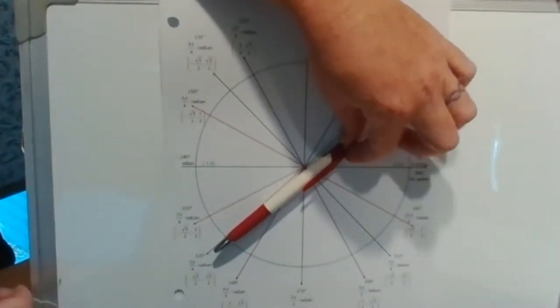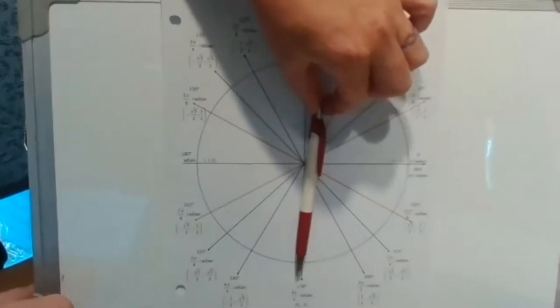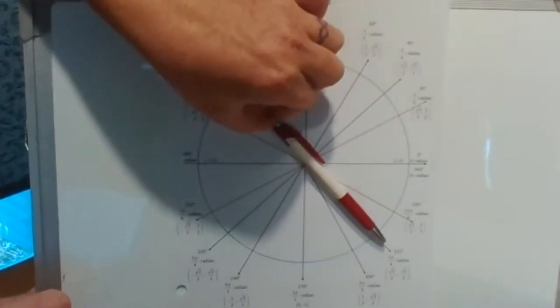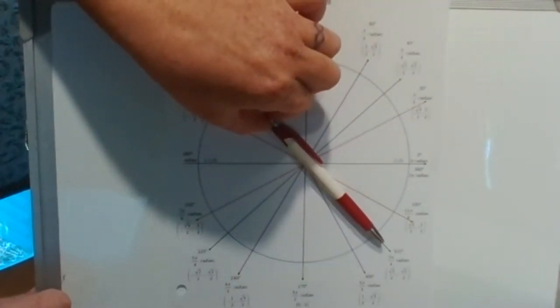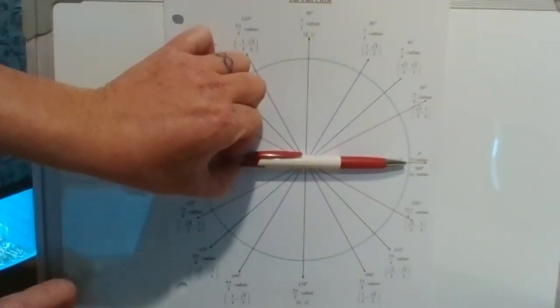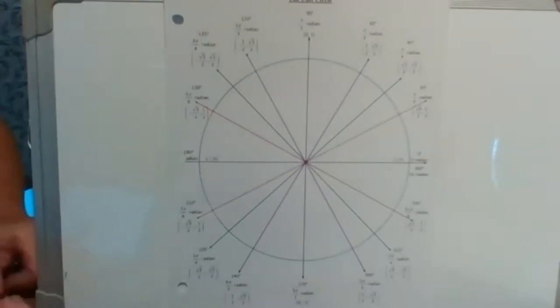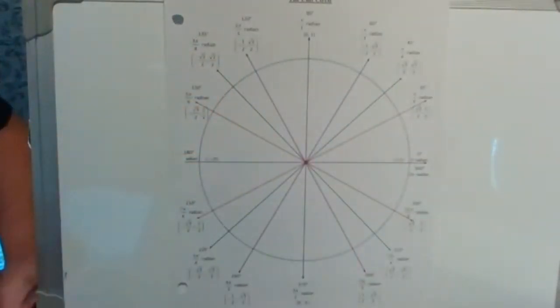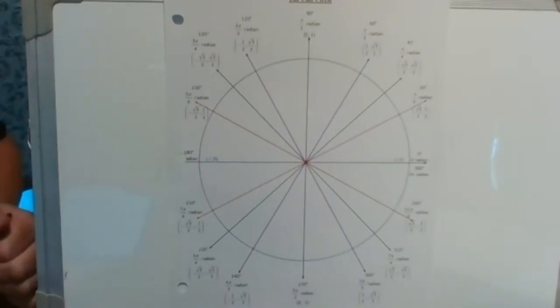5 pi over 4. 6 pi over 4, which simplifies to 3 pi over 2. 7 pi over 4. And then 8 pi over 4, which simplifies to 2 pi. So that way we can count around more easily our radian measure. Now I'm going to do the other ones.